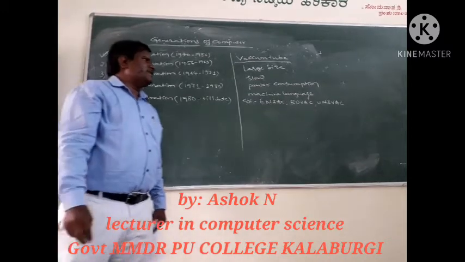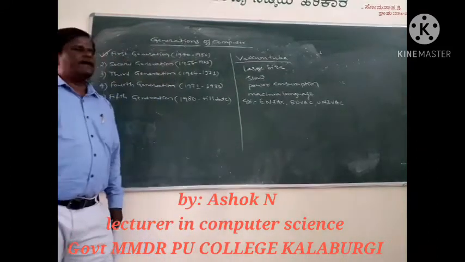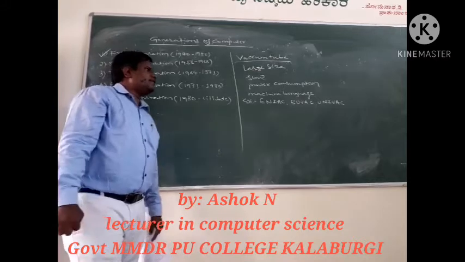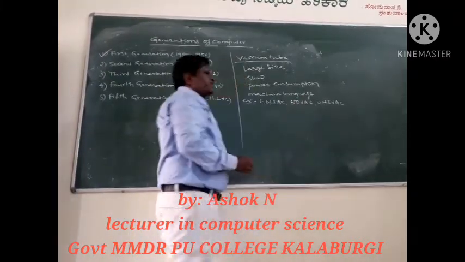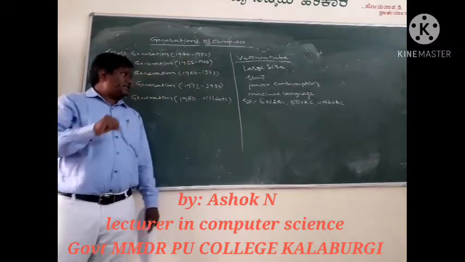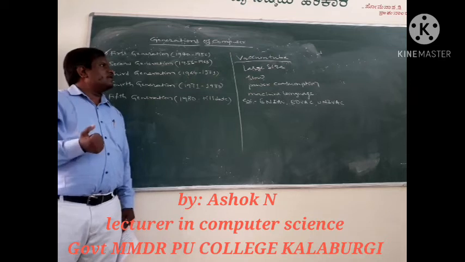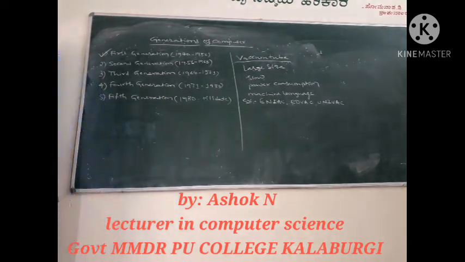The ENIAC stands for Electronic Numerical Integrator and Computer. The EDVAC stands for Electronic Discrete Automatic Computer. The UNIVAC stands for Universal Automatic Computer. These are certain examples of first generation computers.